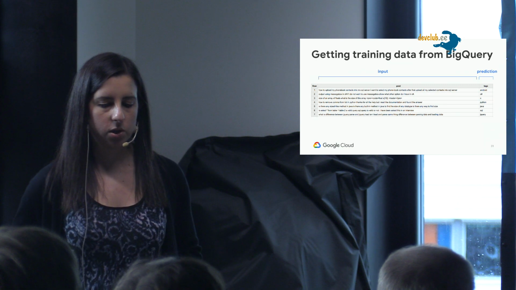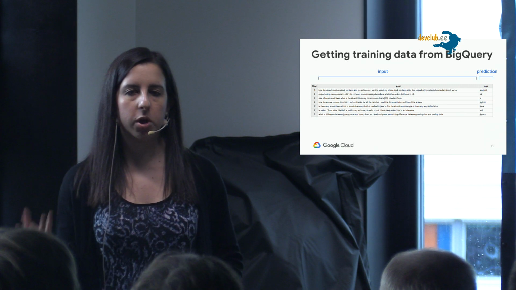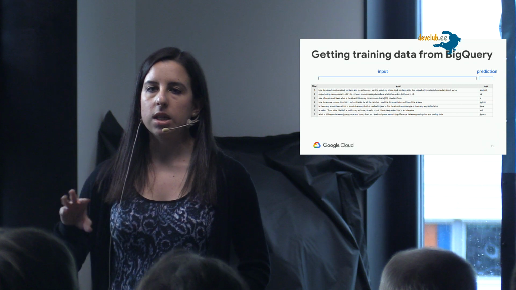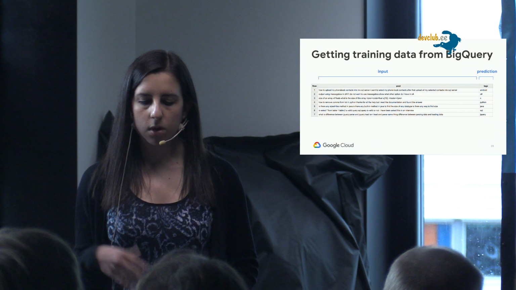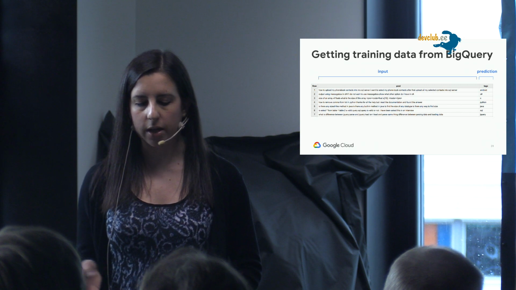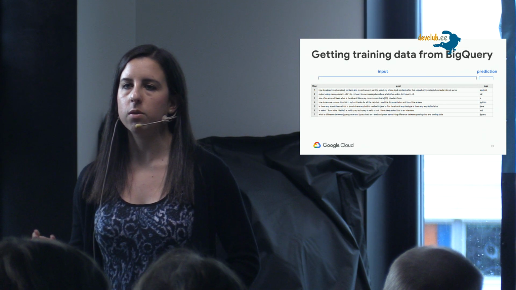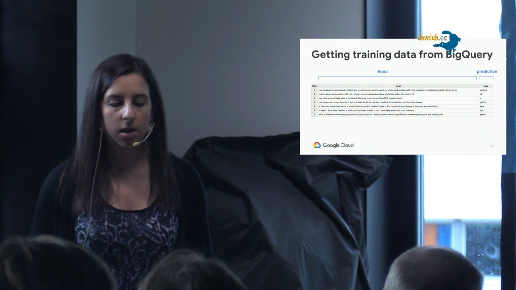So the first step is to get our training data. When we're building a model from scratch, we need lots and lots of data to get started. So I needed a large data set for this to work. I couldn't just pass it like 10 Stack Overflow questions and expect it to be able to predict the tag.